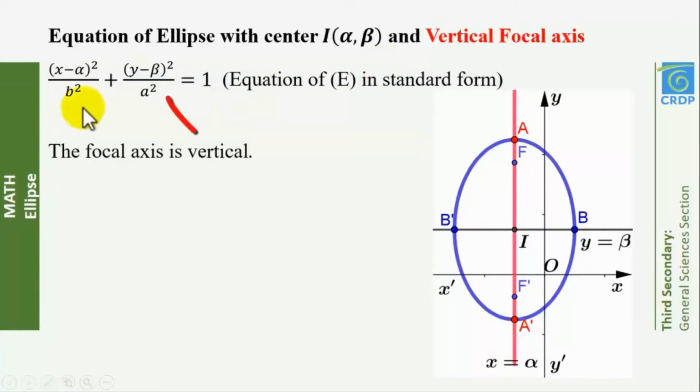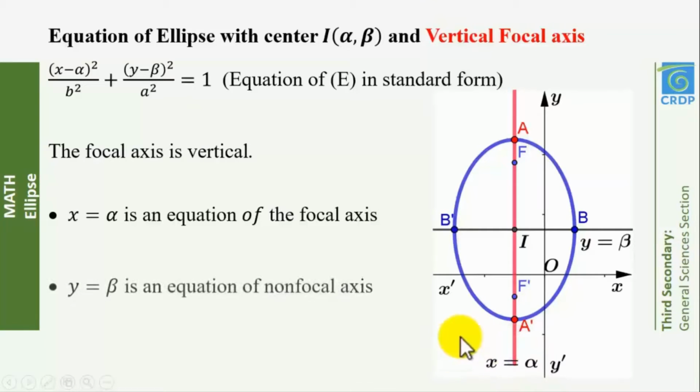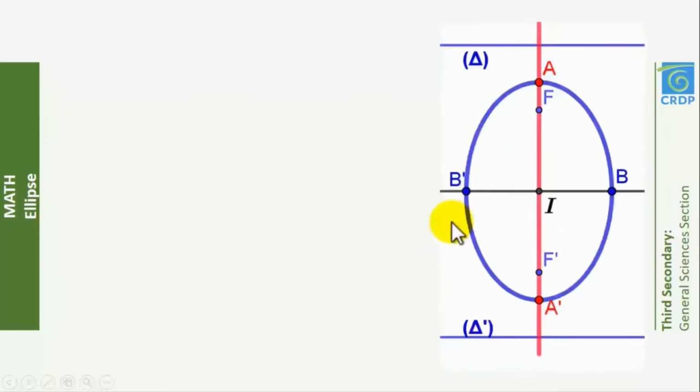In this equation, the fraction with denominator a squared has y minus beta squared as numerator. We conclude that the focal axis of this ellipse is parallel to y prime y, and x equal alpha is an equation of this focal axis. Y equal beta is an equation of the non-focal axis.